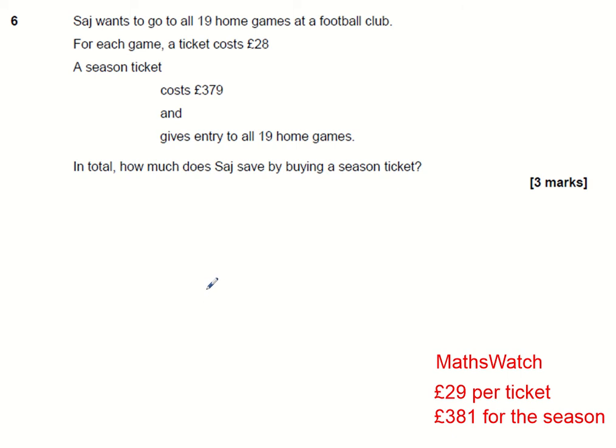So we need to work out how much it's going to cost him to buy individual tickets. So this calculation is we are doing 19 tickets, because that's 19 home games. Each of those tickets is going to cost £28. So we're doing 19 multiplied by 28, which means he would have to spend £532 if he bought them all individually.